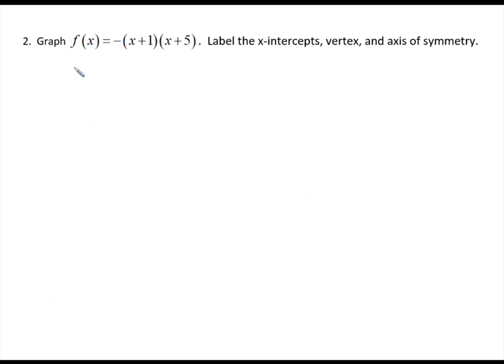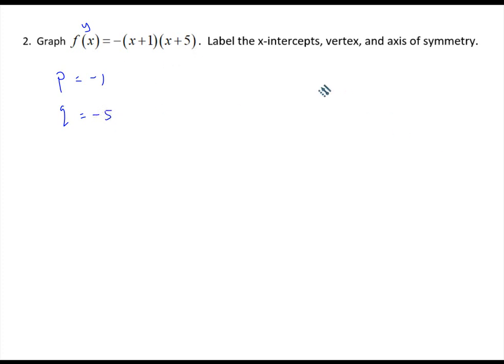All right, so number 2, it tells us to graph f of x. Now, when you see f of x, remember this means the same thing as y, so don't let that fool you. So f of x equals negative parentheses x plus 1 times x plus 5. So once again, we have x-intercept form, so we know to find the p and the q values, right? So we're going to do opposite, so p is going to be -1. Q would do opposite of +5, so that's -5.